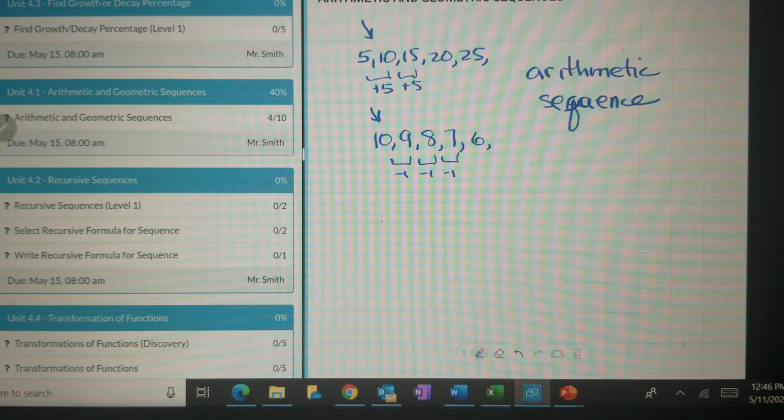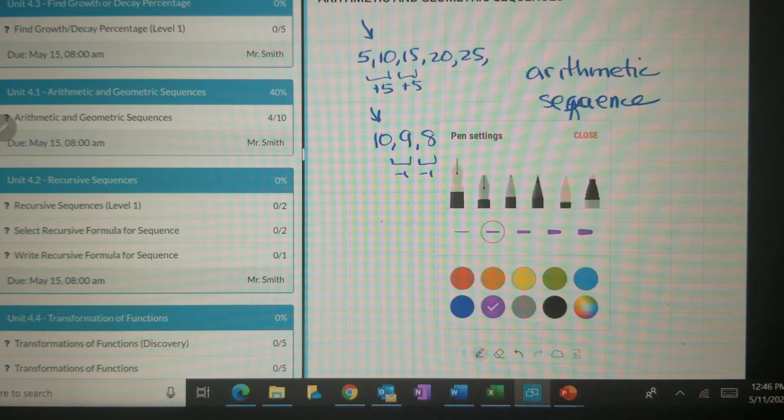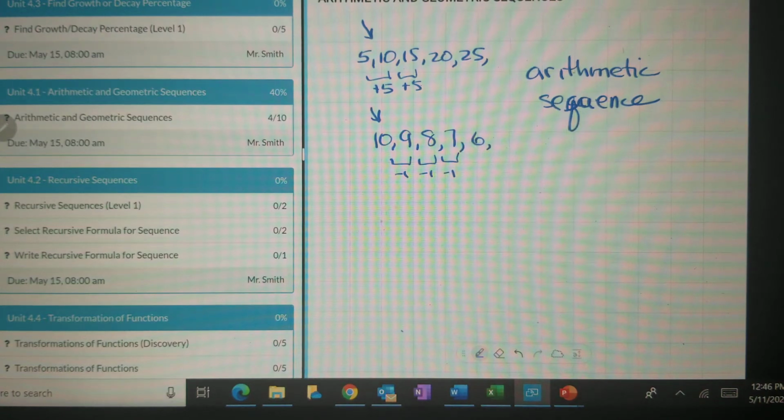A geometric sequence is a little bit different in that it changes by multiplying. For instance, if we took 5 and multiplied it times 4, 5 times 4 would give us 20, right? And then if we took 20 times 4, that would give us 80. And if we took 80 times 4, that would give us 320.